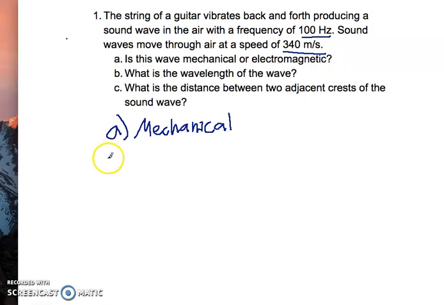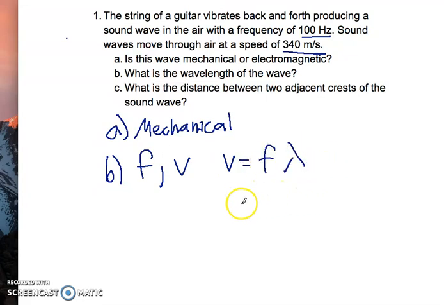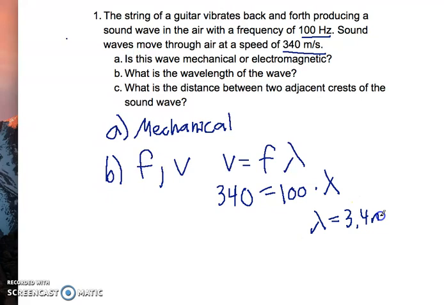B, what's the wavelength of this wave? So we know the frequency and we know the speed. If we want the wavelength, we could just plug it into the equation that relates the three. We know the velocity, well, technically the speed, 340 meters a second. The frequency is 100 hertz. If we calculate, we're going to get the wavelength to be 3.4 meters.